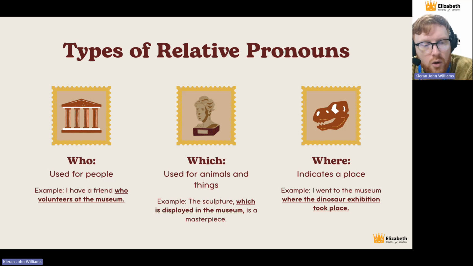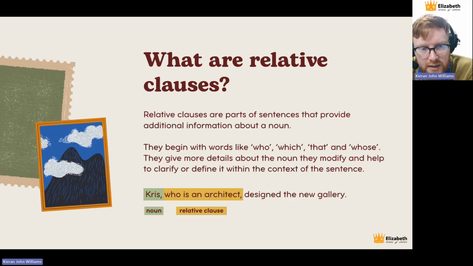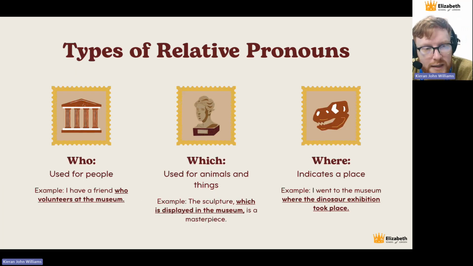Okay, so in the previous one, we saw that we can use who, which, that, and whose, but there are some other ones that we can look at as well. So let's think about the situations in which we use who or which. For who, it is primarily about people. So I have a friend who volunteers at the museum. The who refers to the friend. The friend is a person, so that is why we would use who. If you think of other examples, like a plumber is a person who repairs showers and baths.